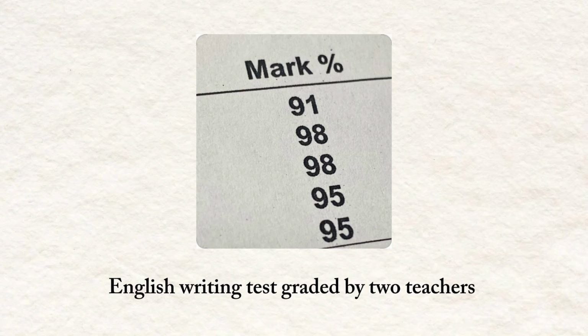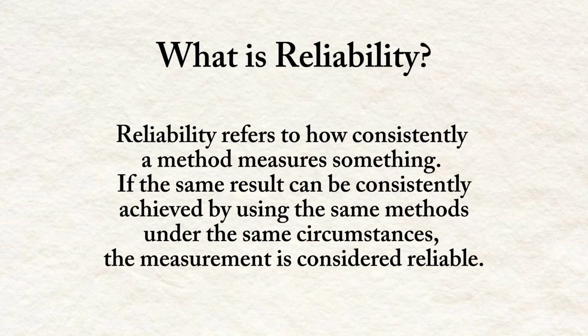Let's say you write an essay and two teachers score it. If one gives you 80 and the other gives you 50, that's low inter-rater reliability. But if both give 80, that's high reliability. Let's talk about reliability. What is reliability? Reliability refers to how consistently a method measures something. If the same result can be consistently achieved by using the same methods under the same circumstances, the measurement is considered reliable.